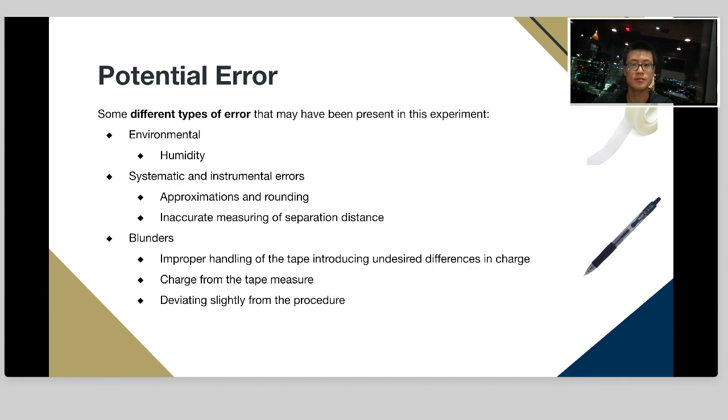There were many different types of error present in this experiment, and the differences between the data and model predictions may be attributed to some of the potential sources described here. Leading the electrons to leave the negatively charged tape or accumulate on the positively charged tape was one major factor, likely originating from improper handling of the tape and the humidity in the environment.